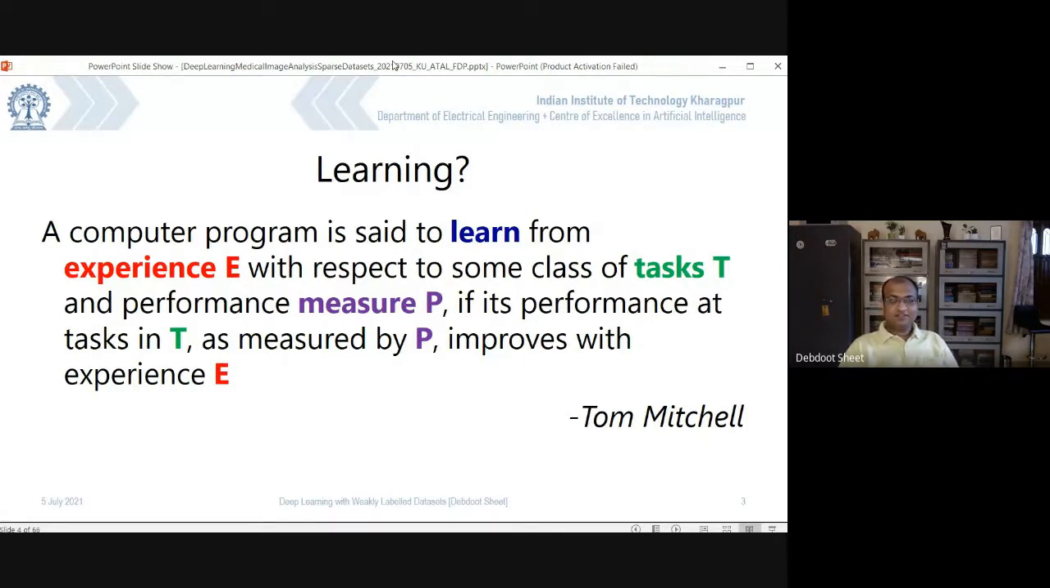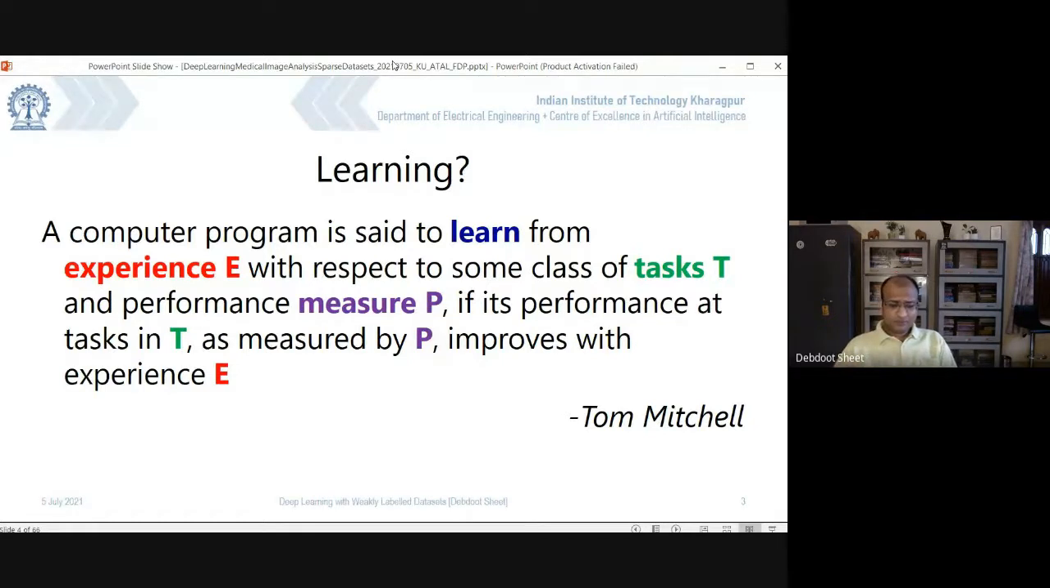Now what it says is that you will be learning to perform a certain task T, and you will be measuring the performance in performing that task with a performance measure which is called P. And if you are learning, then you would see that the performance P as measured for the task T keeps on improving with experience E, and that is really critical.